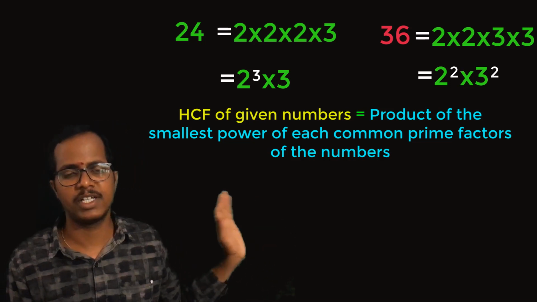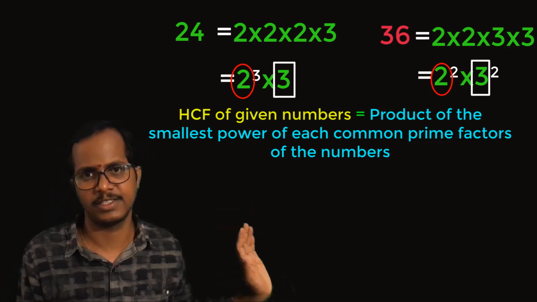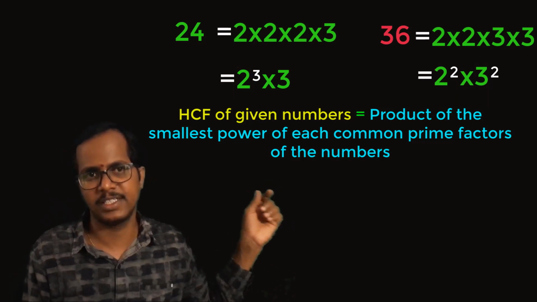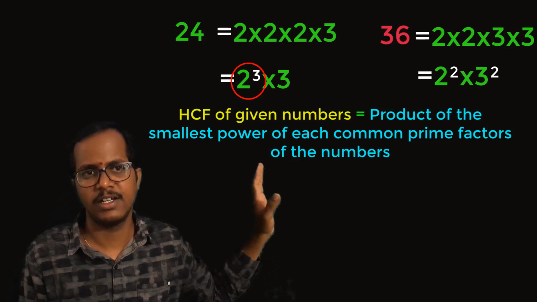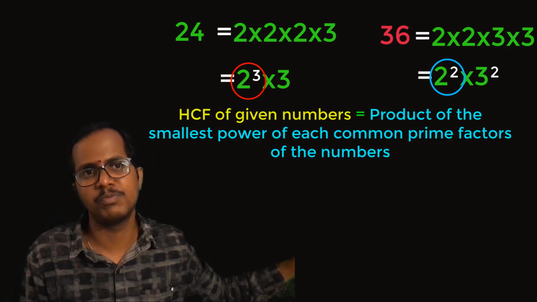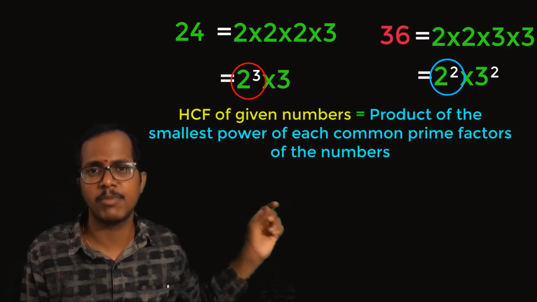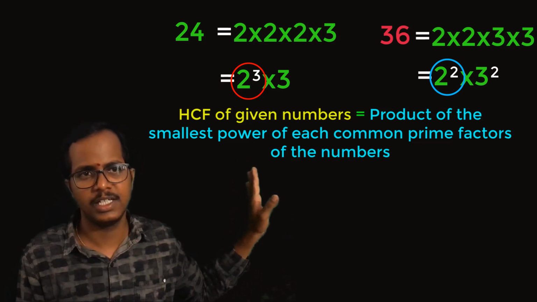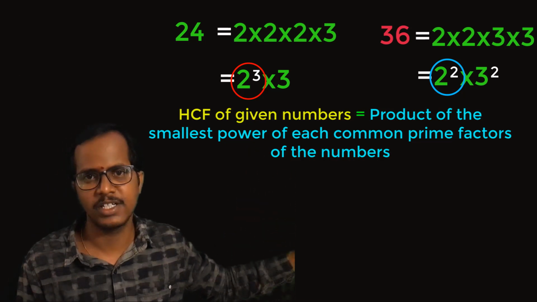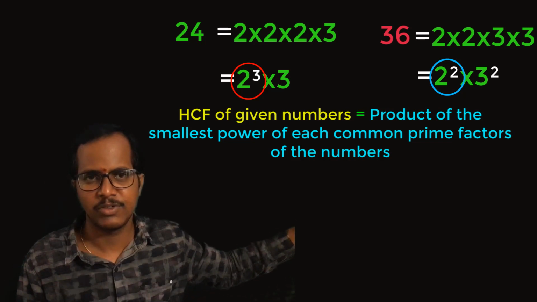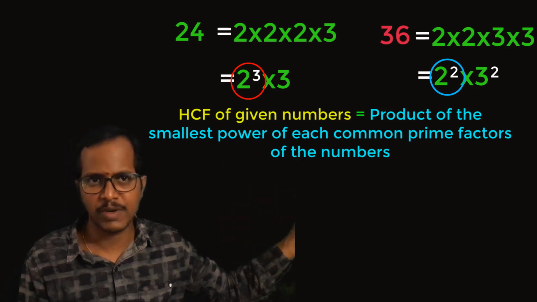Now here if we observe, what are the common prime factors we have in both the numbers? We have 2 and 3 as the common prime factors. Let us consider the common prime factor 2. In the first we have 2 power 3, the power is 3 here. And in the second prime factorization we have 2 power 2. Now we need to consider the common prime factor with the smallest power. So here in 2 power 3 the power is 3, and in the second we have 2 power 2. Power 2 is smaller than power 3 here, so we need to take 2 power 2.